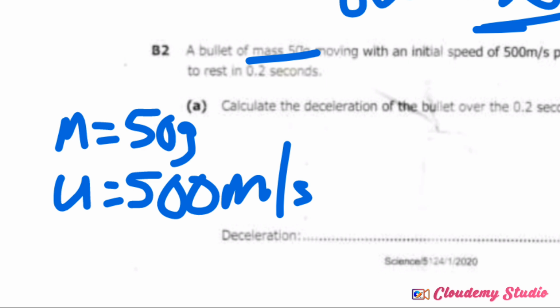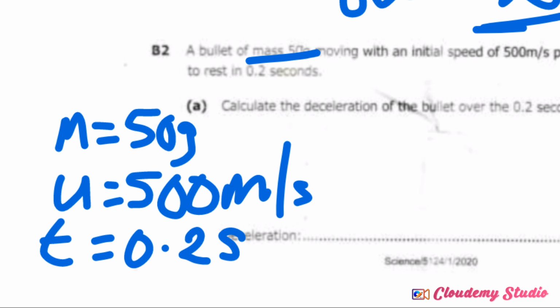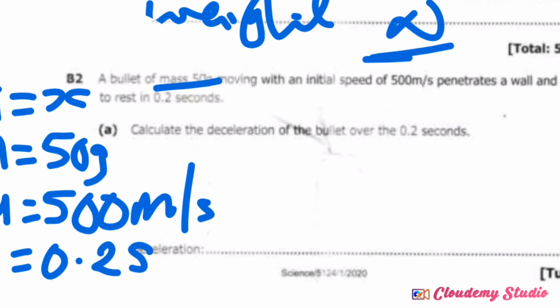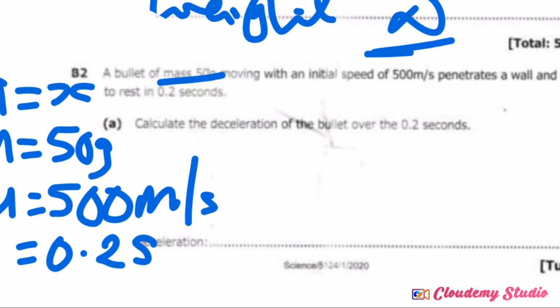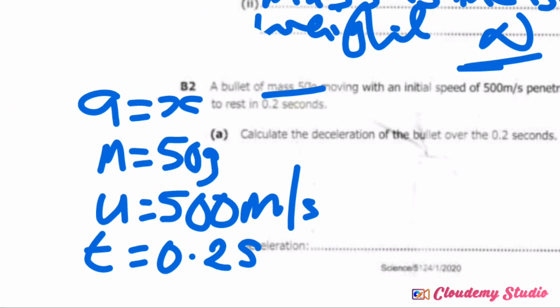That is the time. It came to rest in 0.2 seconds. Then the question is, calculate the deceleration of the bullet, meaning negative acceleration. So the acceleration here must be negative. We're going to calculate the acceleration, which we don't know, of the bullet over the 0.2 seconds, meaning in the time that it moved, what was the deceleration.